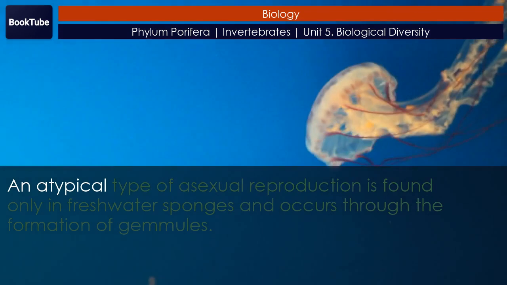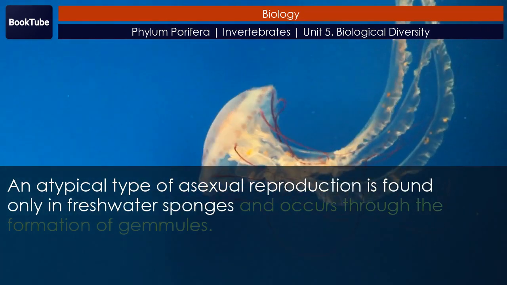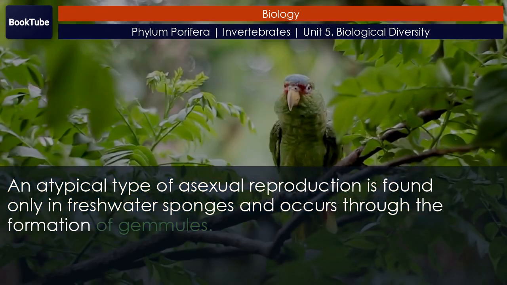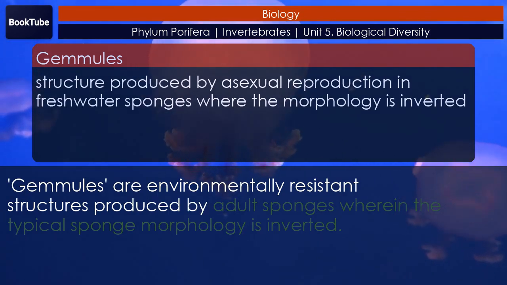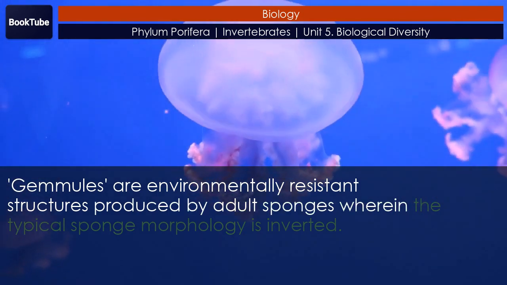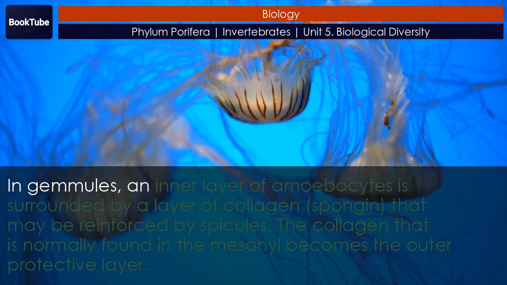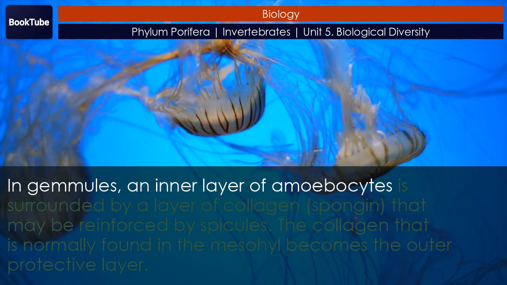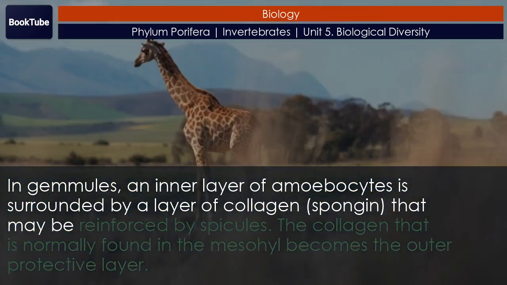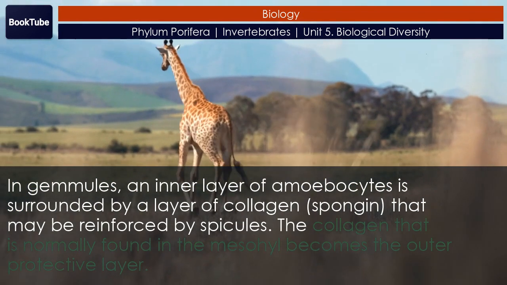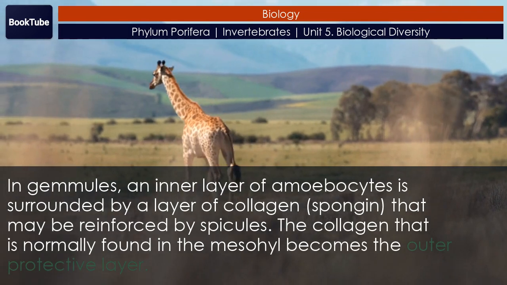An atypical type of asexual reproduction is found only in freshwater sponges and occurs through the formation of gemmules. Gemmules are environmentally resistant structures produced by adult sponges wherein the typical sponge morphology is inverted. In gemmules, an inner layer of amoebocytes is surrounded by a layer of collagen spongin that may be reinforced by spicules. The collagen that is normally found in the mesohyl becomes the outer protective layer.